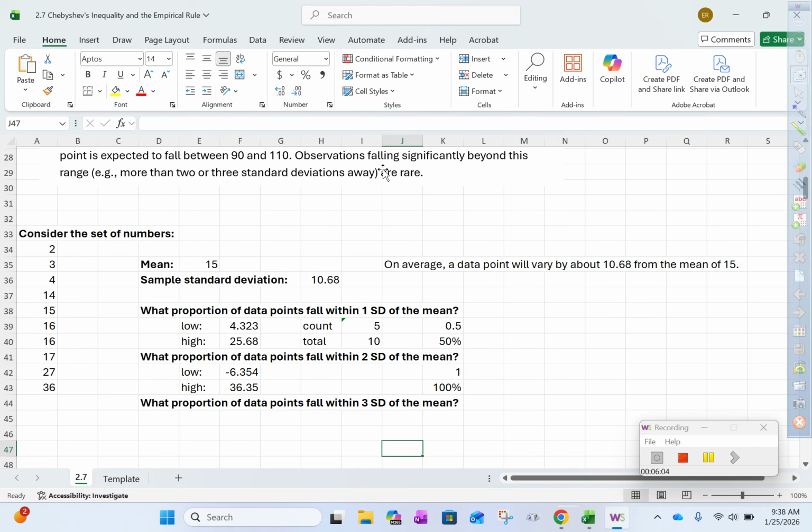Okay, because observation, remember, falling significantly below that is rare. Okay. And then 3 standard deviations based on that would also be 1 and 100%, because if none of them fall outside 2, that by default means none of them fall outside 3 as well.